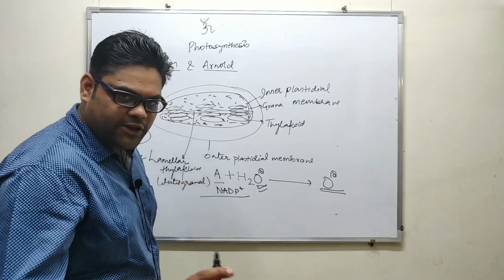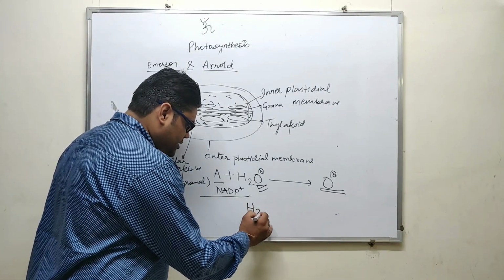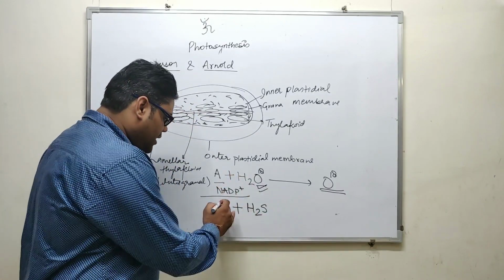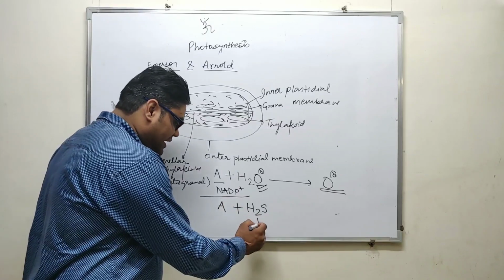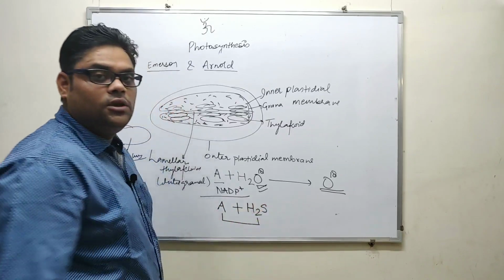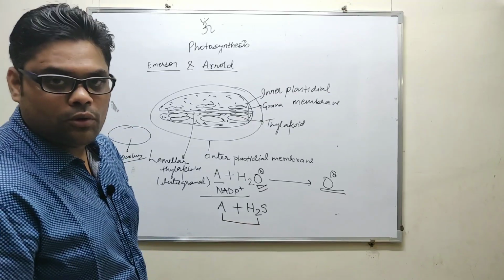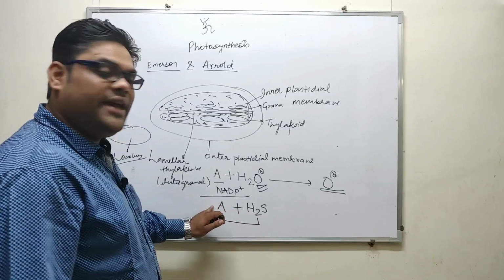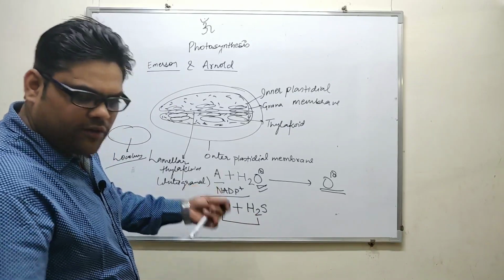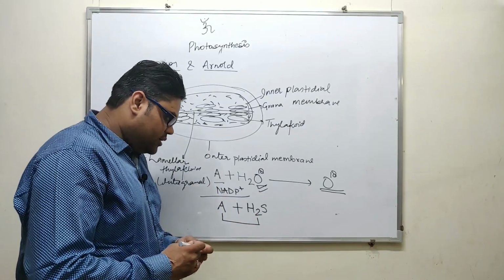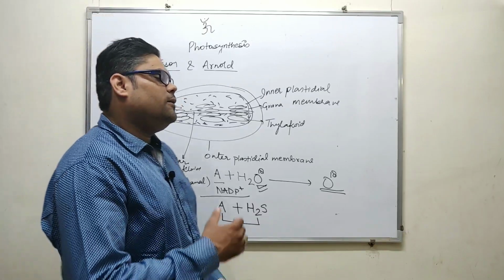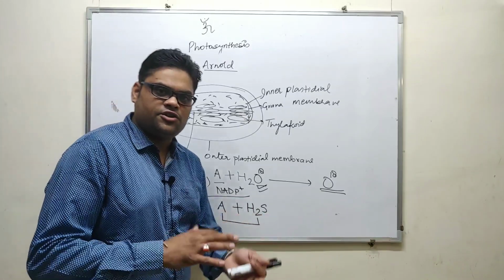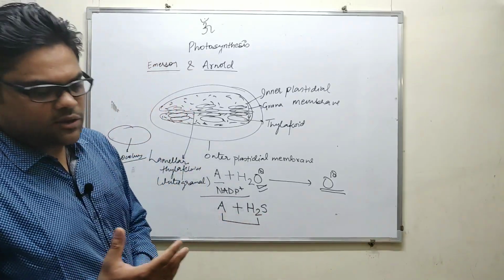For example, if I have H2S instead of H2O, getting my point, friends, and I have a proton acceptor, this proton acceptor will gain this H, and H2S liberates free sulfur to form AH2, whatever it is. So this is what he came to know, that photosynthesis is an oxidative reductive reaction. It is an oxidation as well as reduction reaction. This was Van Niel.